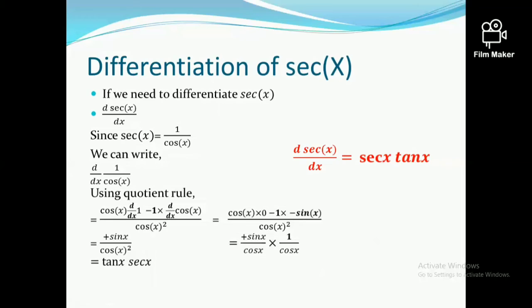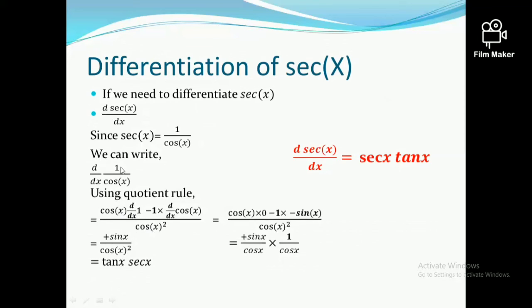Okay, children. The third differentiation formula we have to understand is the differentiation of sec x. If you differentiate sec x, we know that sec x is 1 over cos x. Then the differentiation of sec x is the differentiation of 1 over cos x. Then I will use the quotient rule. Square the denominator, and keep the denominator and differentiate the numerator.